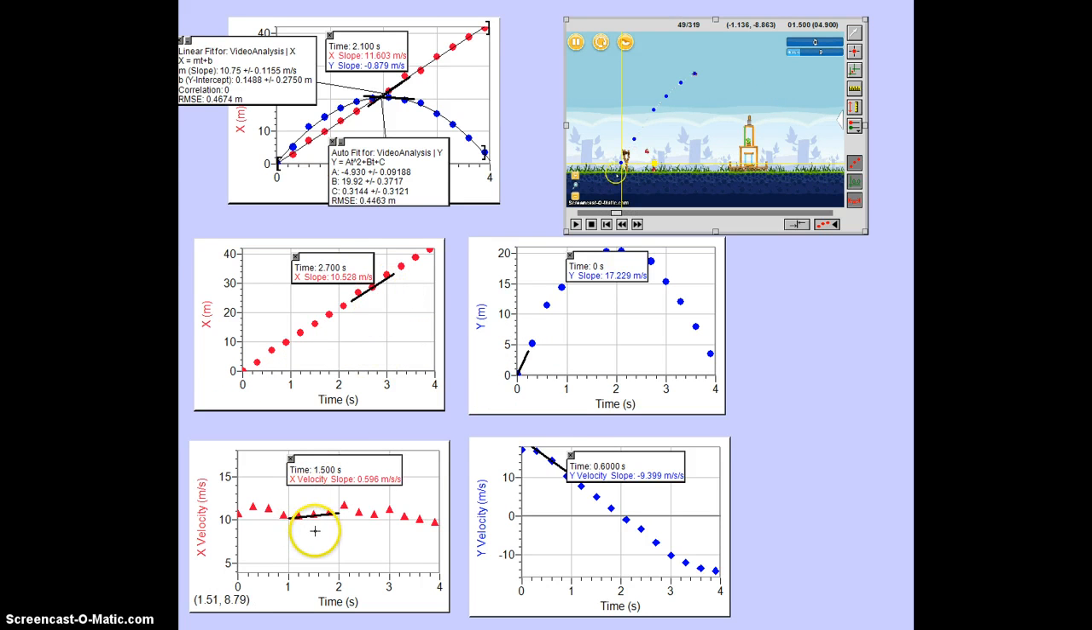Now looking at the x acceleration graph, the velocity versus time, the line is generally straight due to the lack of any other force changing its velocity. This is why the slope, the acceleration, is approximately 0 meters per second squared. Also, if you notice, the line is along the 10 meters per second mark, which is the slope of the x position versus time graph. And that is my Angry Birds video analysis experiment.